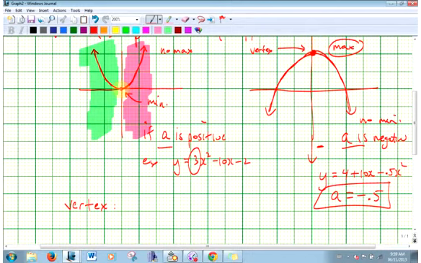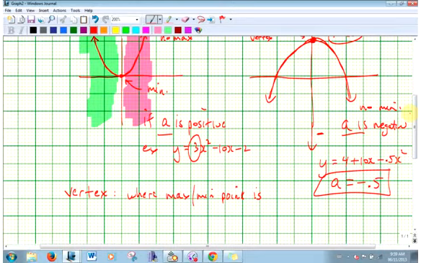Yeah, what is this point called, the vertex? The minimum. So let's write that. Where the max or the minimum point is. The book will probably say where it changes direction, where it stops going positive, starts going negative. Same thing. But visually, if we're looking on a graph, it's either where the max or the min is. It's either the top point or the bottom point. That's where the vertex is.